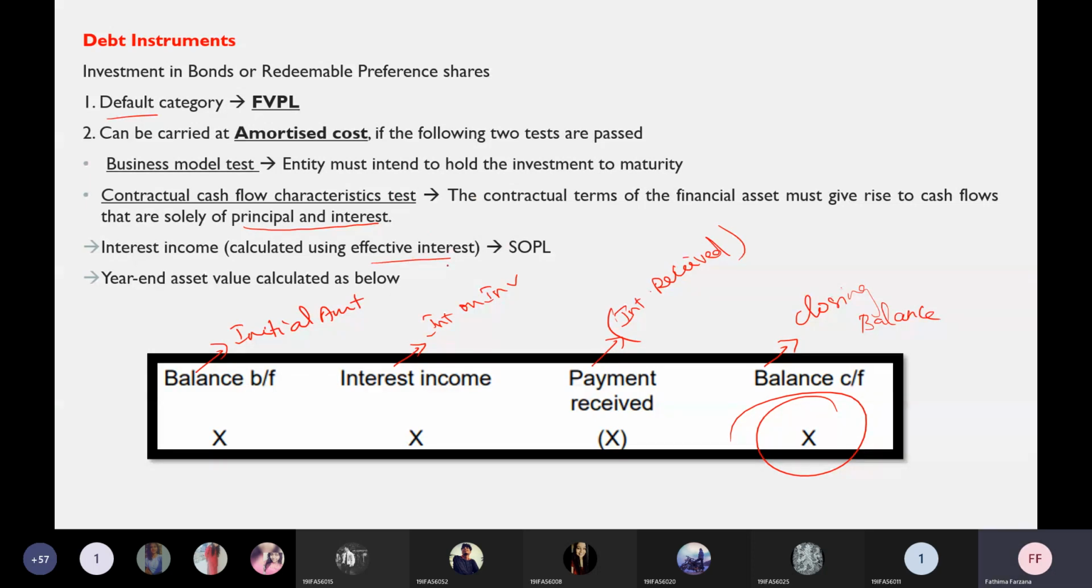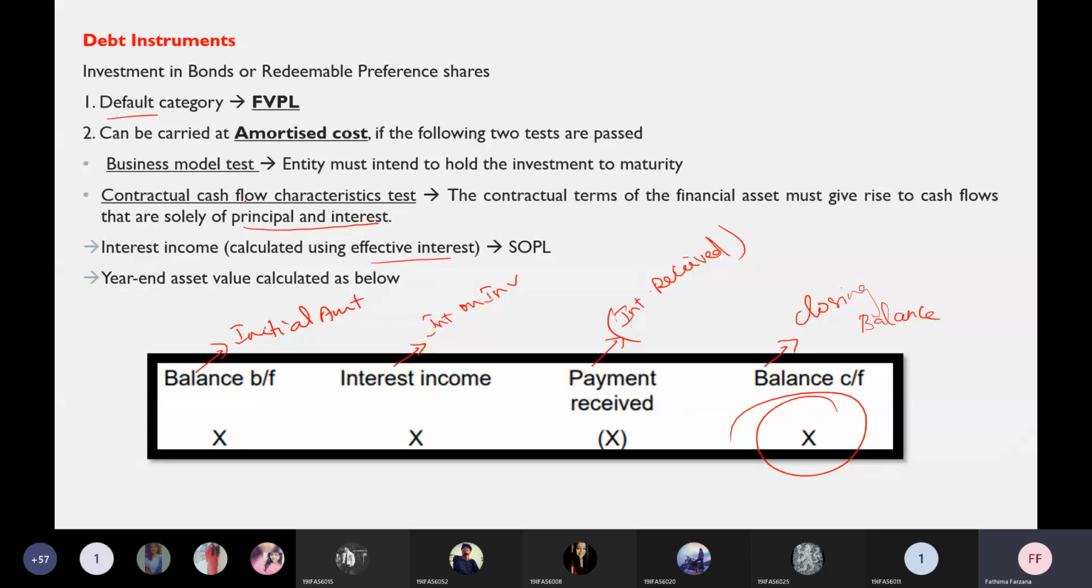Not only amortized cost, in general, year-end asset will be computed like that. But to classify a particular asset into amortized cost, it has to pass two tests. One is the business model test, where you are going to hold an asset till the time of maturity. And one more is the contractual cash flow characteristic test, which means there will be cash flow throughout the time you're holding the asset.